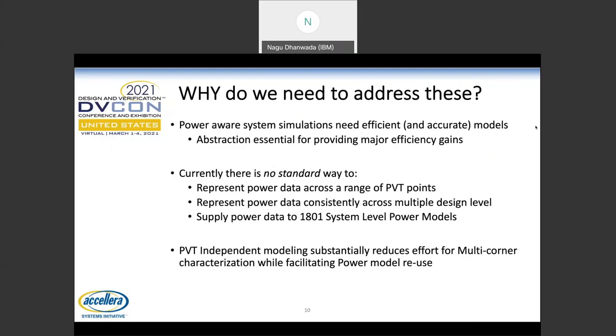The whole notion of PVT independent modeling significantly helps in the efficiency part of it, which I mentioned, right? It reduces the effort for multi-corner characterization. It precludes the need for inaccurate interpolation and extrapolation, and the whole notion of design continuity across design levels, across abstraction levels, is also needed, and it's actually facilitated through some of the contributor-based modeling concepts, which we'll introduce later in the presentation.